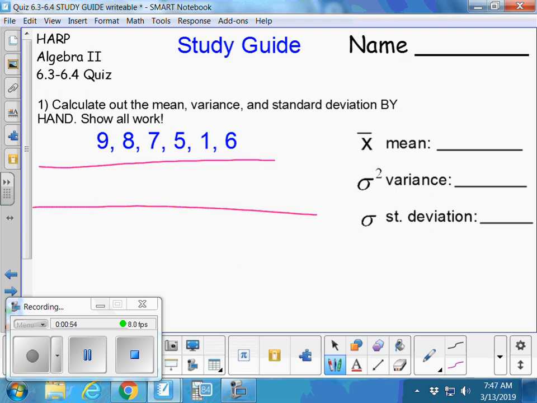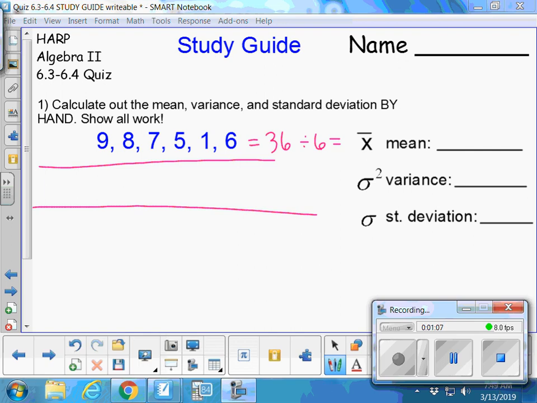Add them all up and divide by 6. There's 6 numbers on our list, so let's add them up and divide by 6, and that'll be your mean. All right, we got the sum of 36. Then we divide by how many numbers there are, which was 6, so our average is 6.